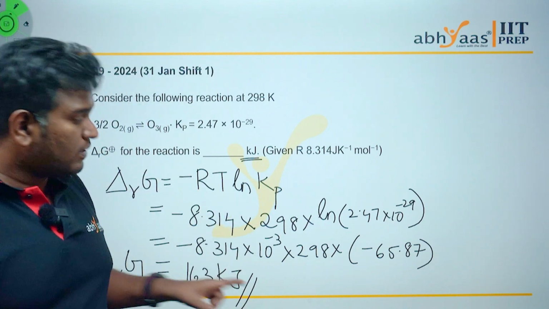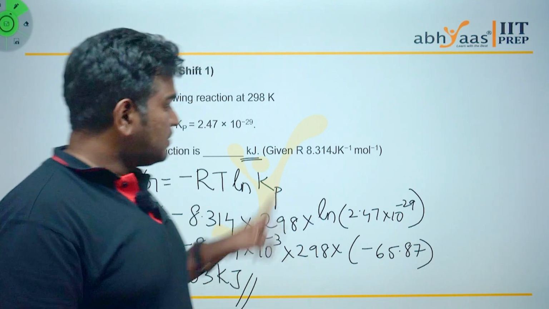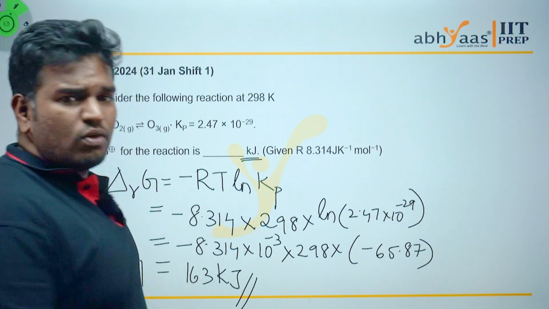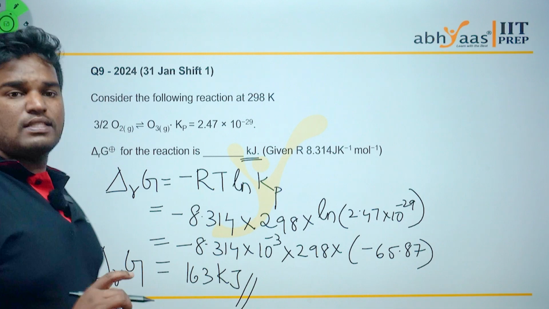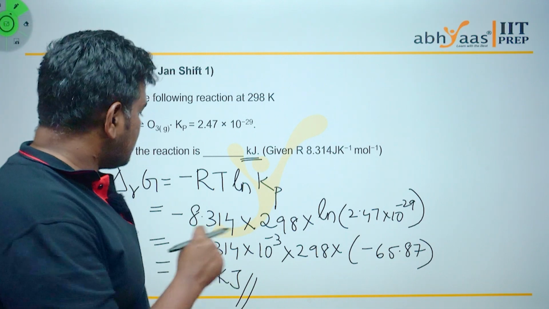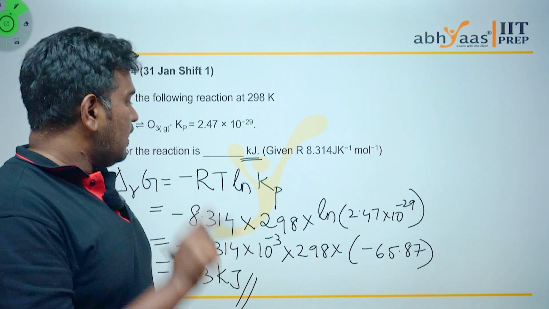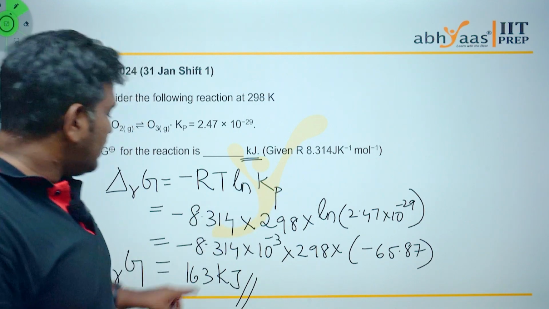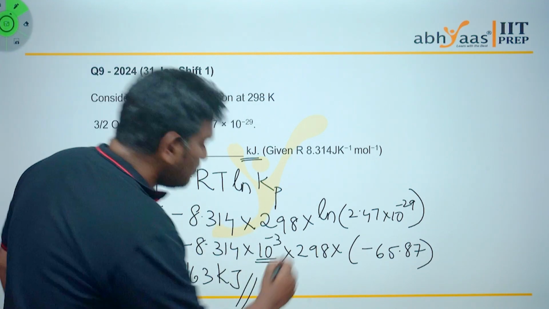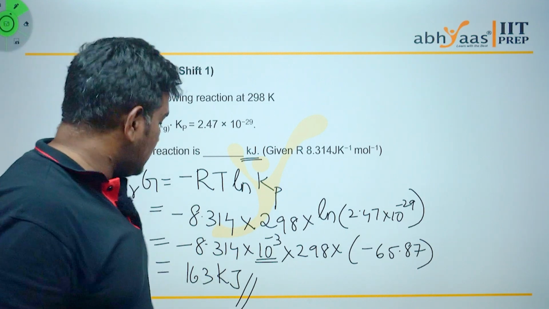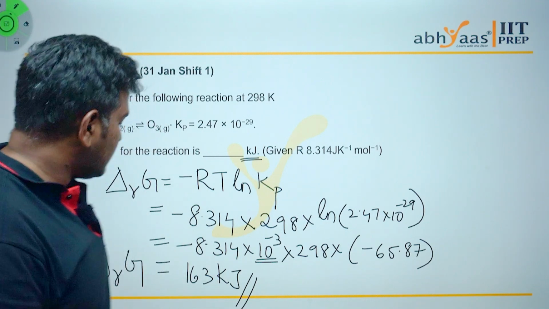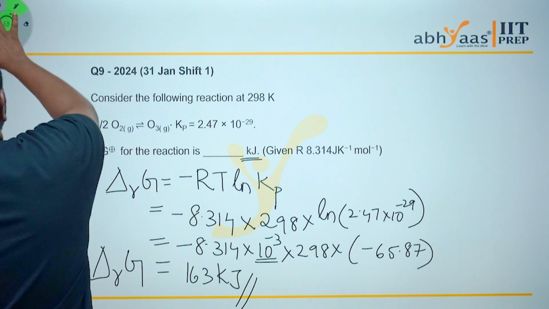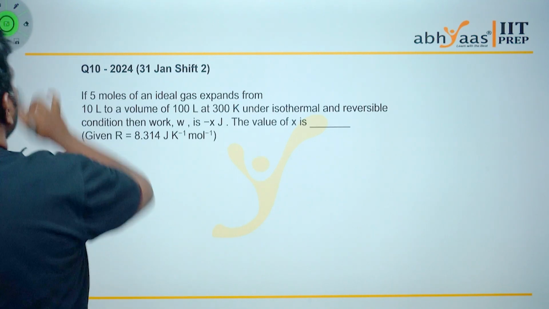Right, I am not focusing on the calculation, you can do it by yourself. I am just saying the methods to reach that particular last step. So here it is very obvious, delta rG is equal to minus RT ln Kp, and we are substituting the value of R, T and Kp and finding the natural logarithm of this particular Kp value, and just you have to put that particular 10 raised to minus 3 because we need the answer in kilojoule, and you will be getting the answer as 163 kilojoule, right? Now, we will move to the last question of this particular session.